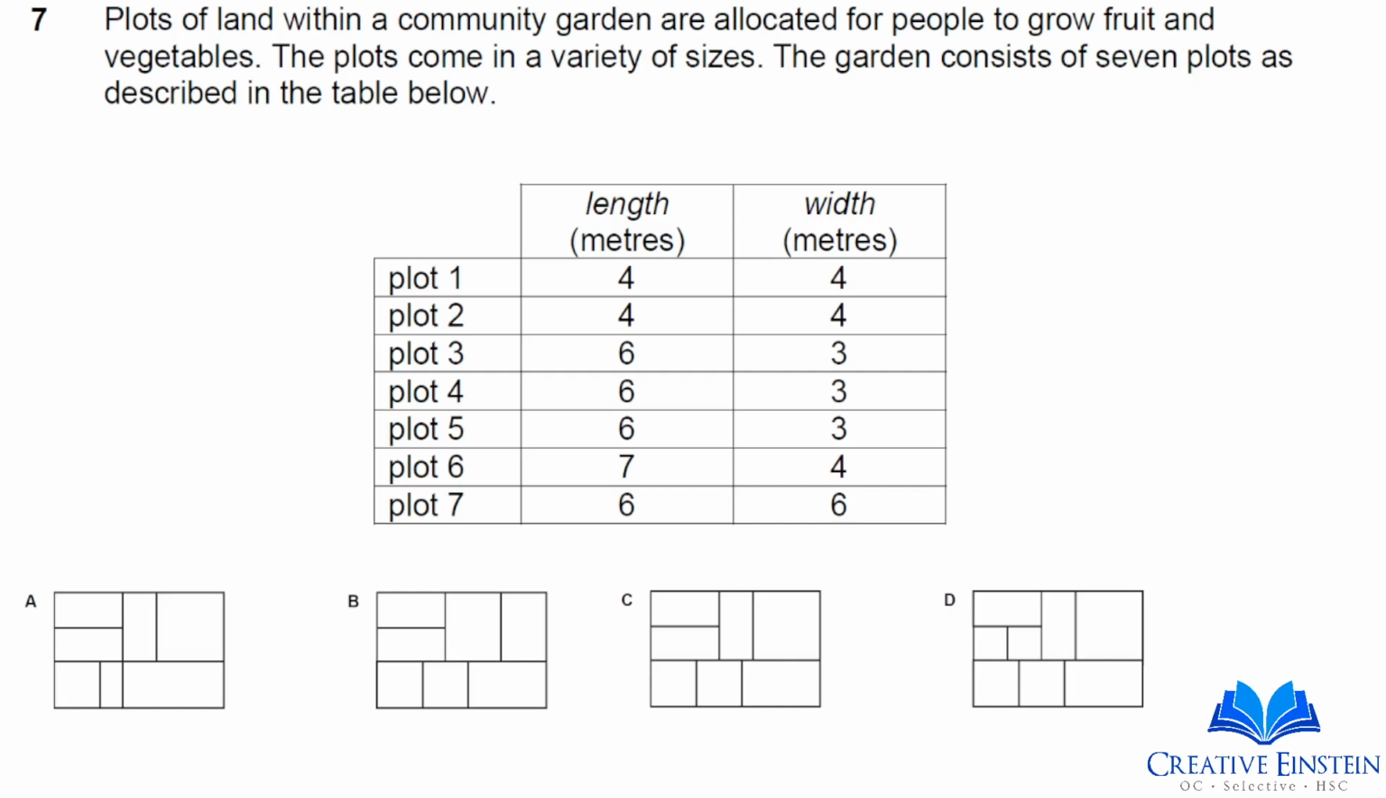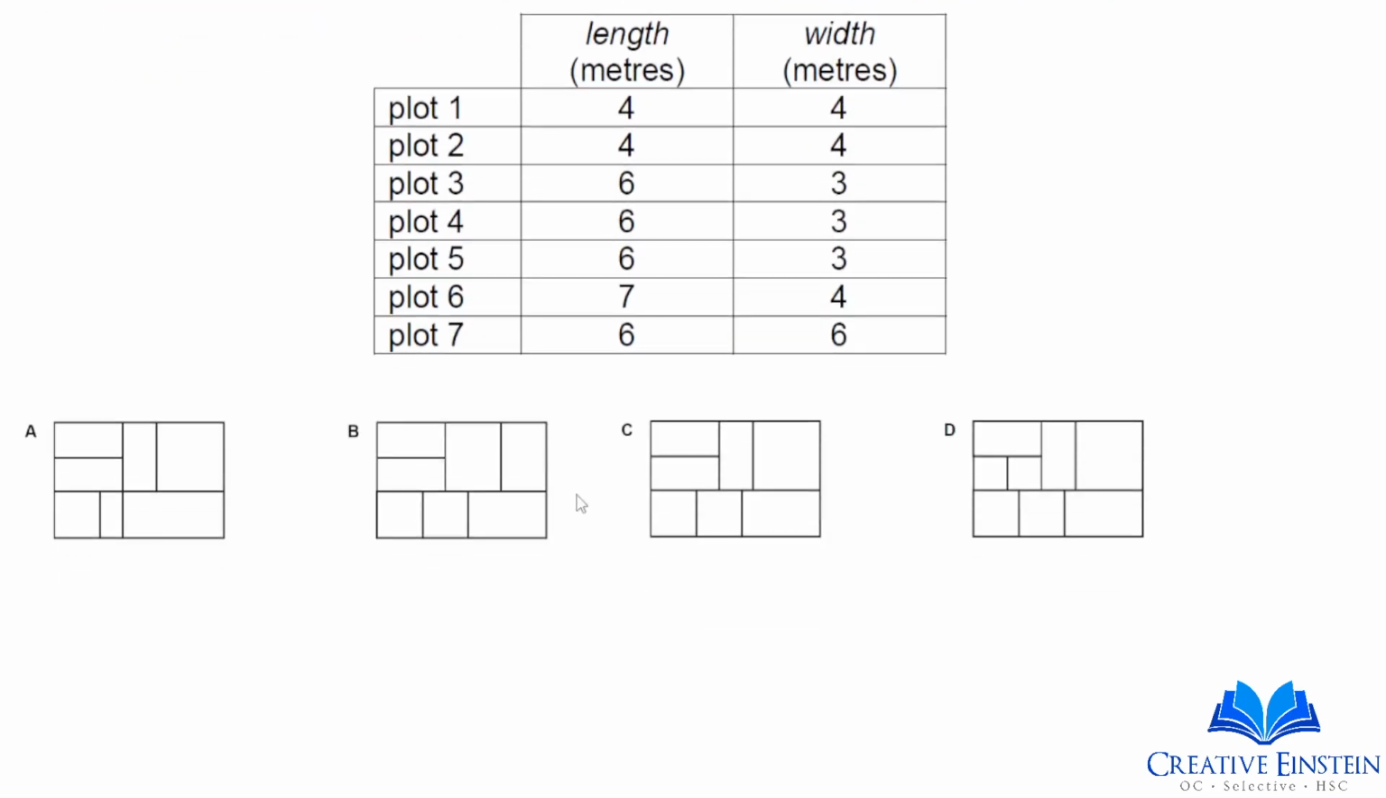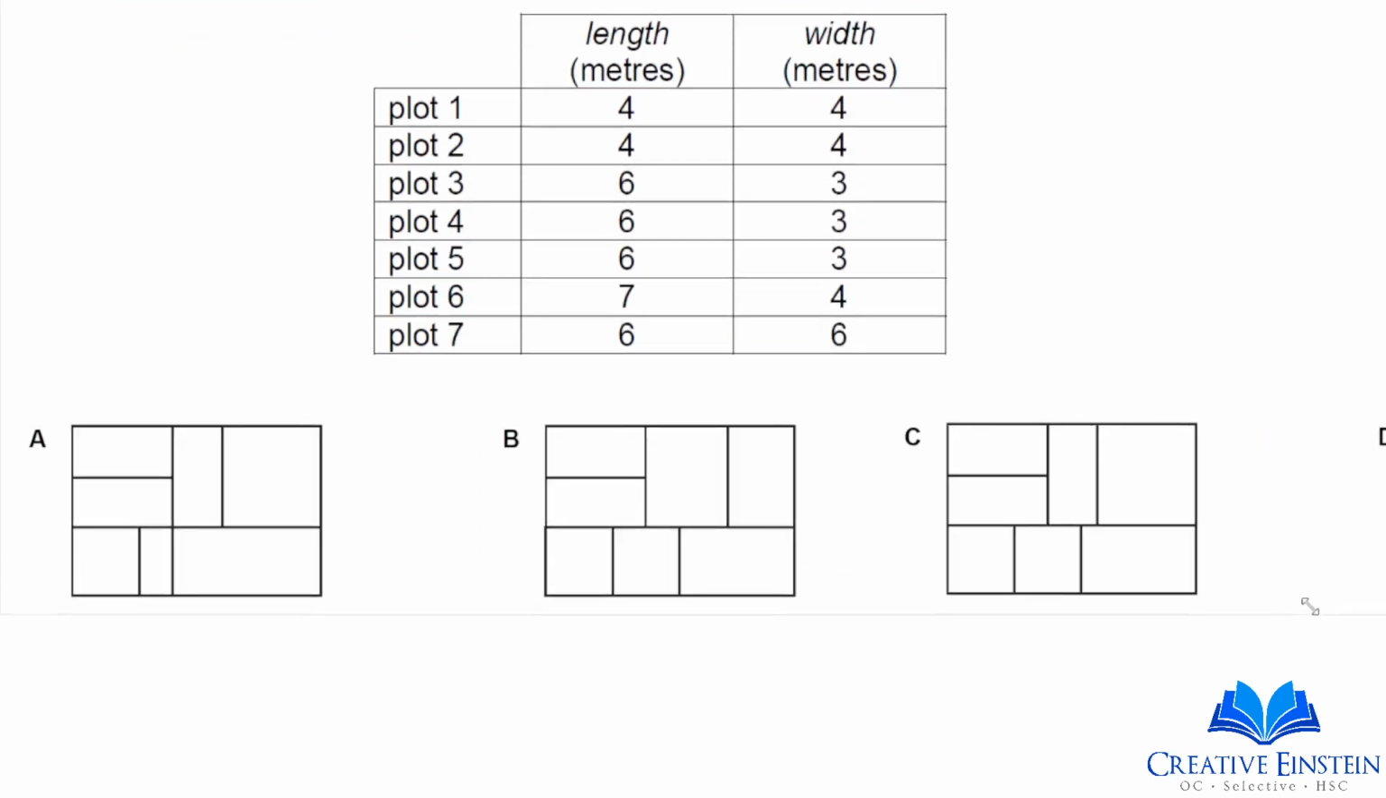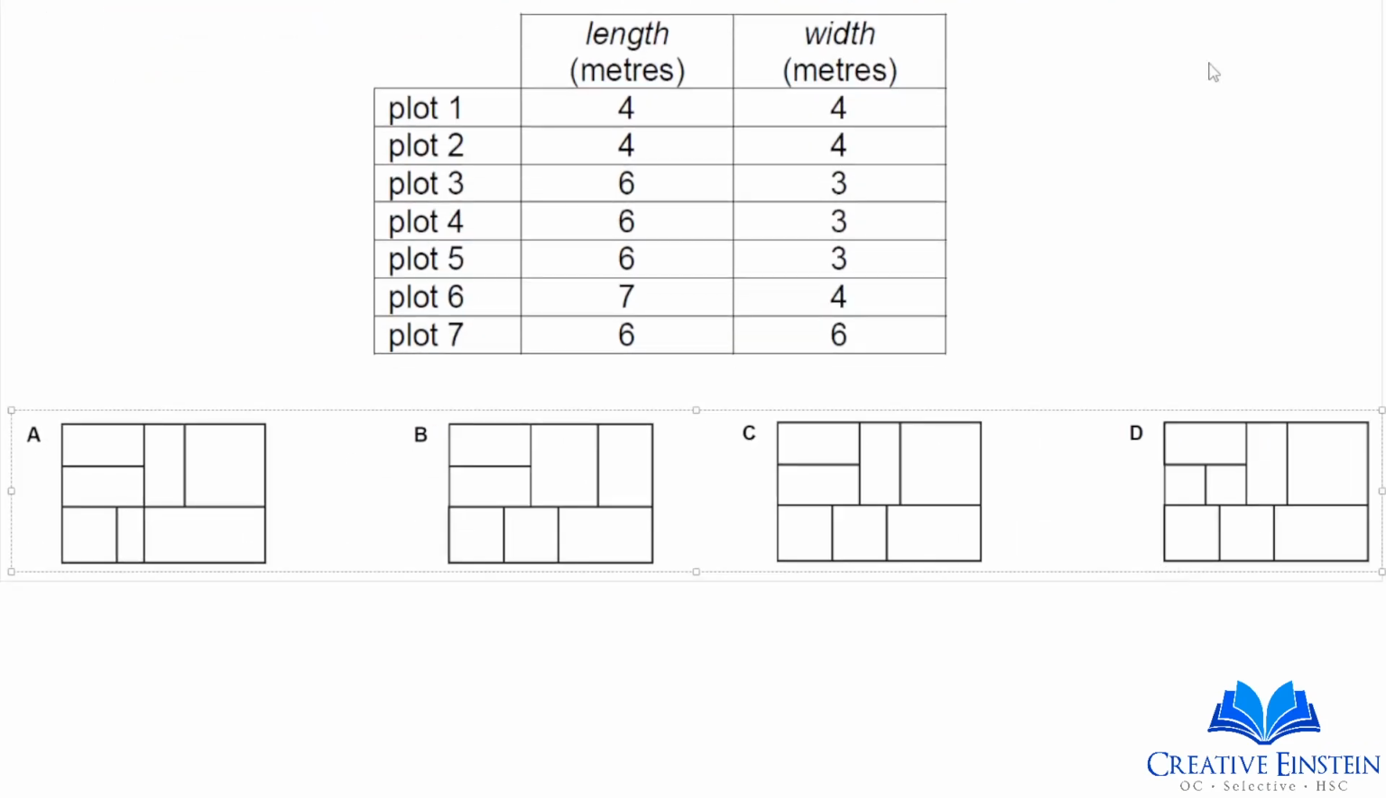Plots of land within a community garden are allocated for people to grow fruit and vegetables. The plots come in a variety of sizes. The garden consists of 7 plots as described in the table below. So I might just move down a little bit and expand this section so it's a little bit easier to see.